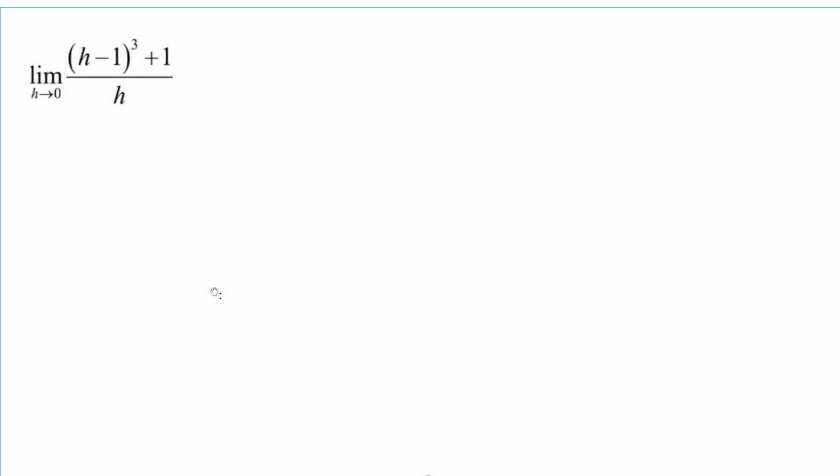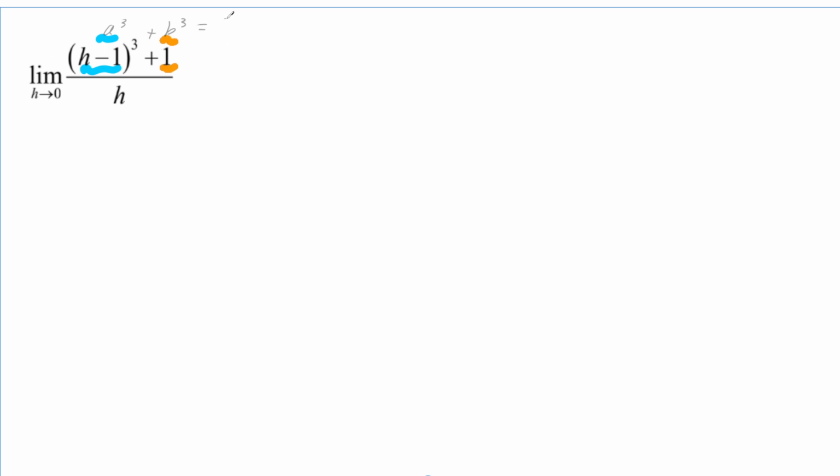Hey, we got a limit here that we can't just plug in zero. That's not going to work. Turns out we need to factor. Now, the top, it's not that obvious how to factor it, but it's in the form of a cubed plus b cubed, where your a can be h minus 1 and your b could be 1.